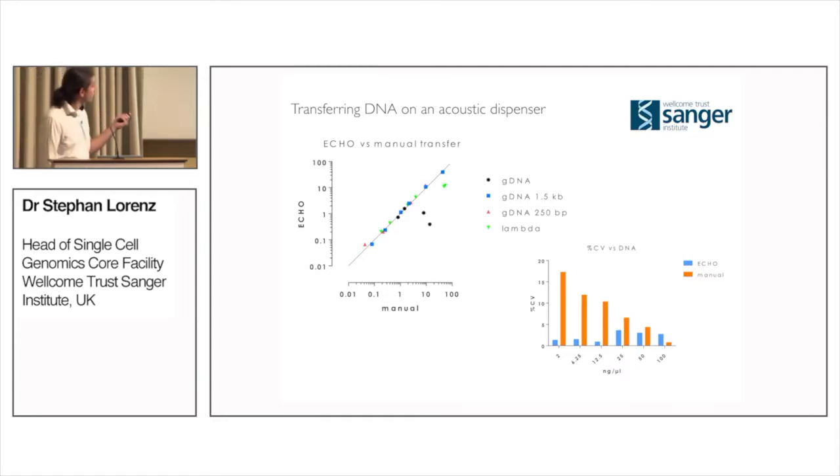Another very encouraging thing about the Echo, so this is just looking at the CVs of these replicates. So blue is the Echo, so we get about 1% to maybe maximum 4% CV. Yellow, that's me pipetting. I think I don't need to comment on this.